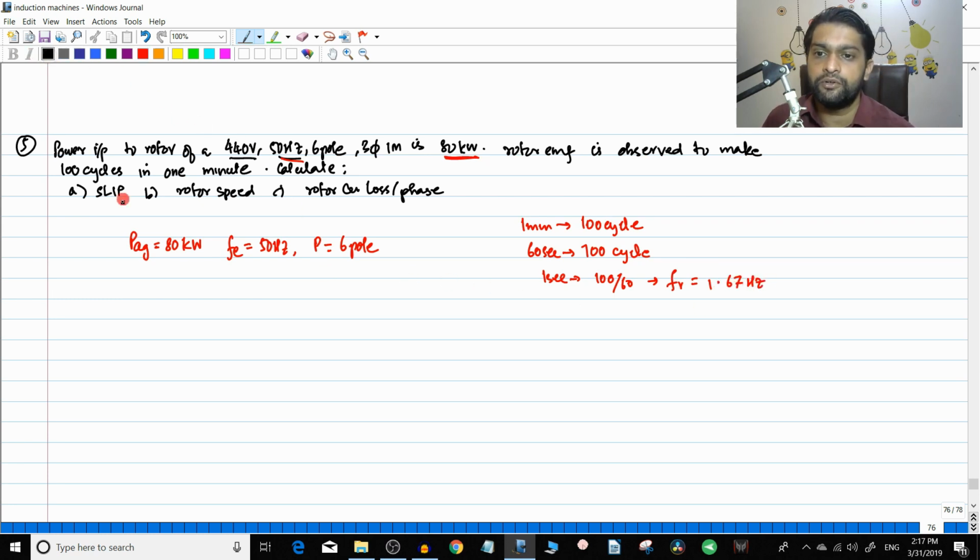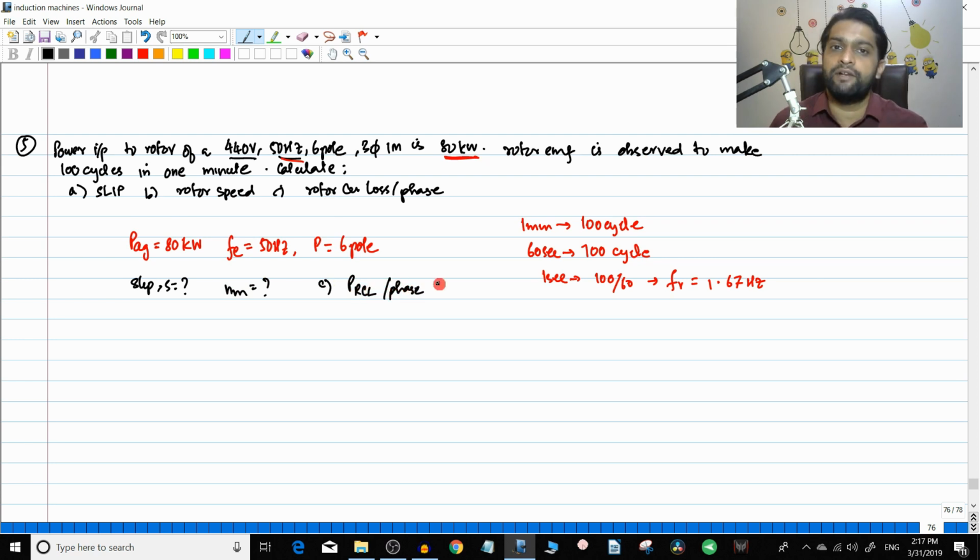So what you have to do? You have to calculate the value of slip. What is the NM value? And then you also have to find the rotor copper loss per phase. So PRCL per phase they have asked. Whatever you are finding will be for 3 phases, so you have to find it per phase. Okay, so there is nothing very big in that.